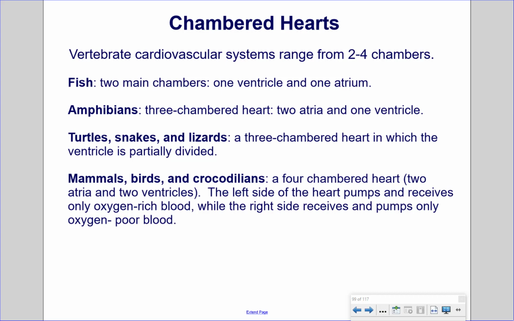between oxygenated blood and non-oxygenated. In turtles, snakes, and lizards, there is a 3-chambered heart in which the ventricle is partially divided, so there's less mixing of blood, but there's still some. In mammals, birds, and crocodilians, they have a 4-chambered heart, 2 atria and 2 ventricles. The left side of the heart pumps and receives only oxygen-rich blood, while the right side receives and pumps only oxygen-poor blood, so there is no mixing of blood.